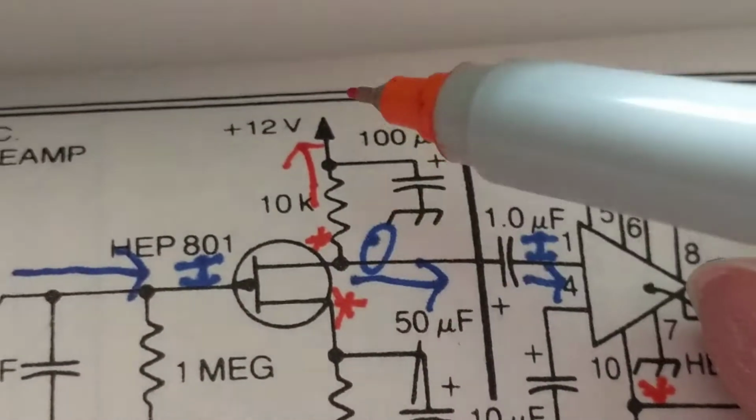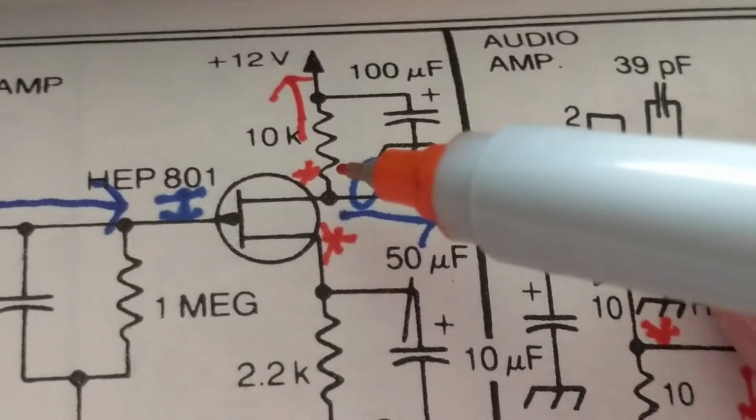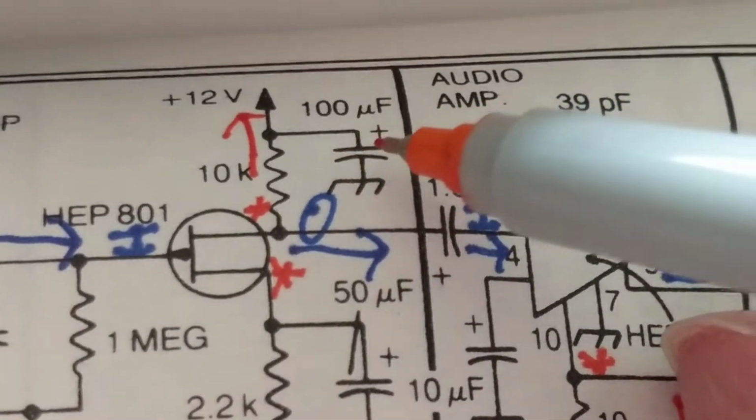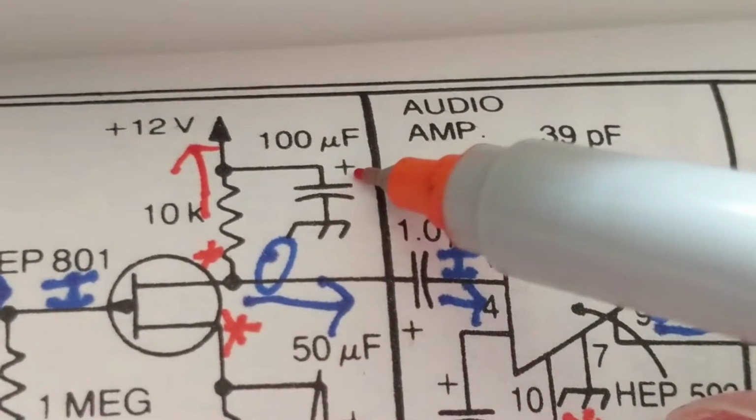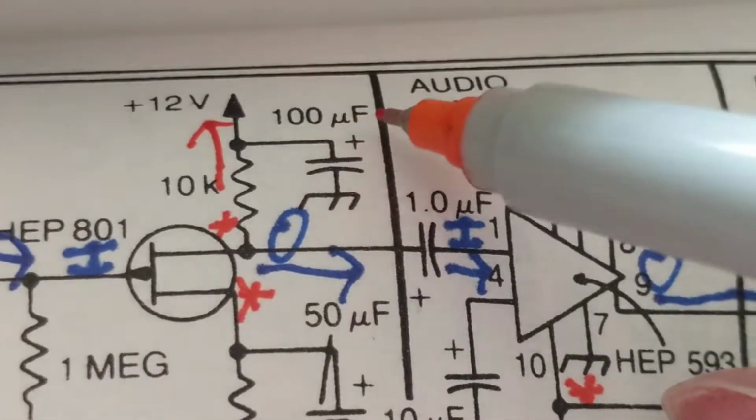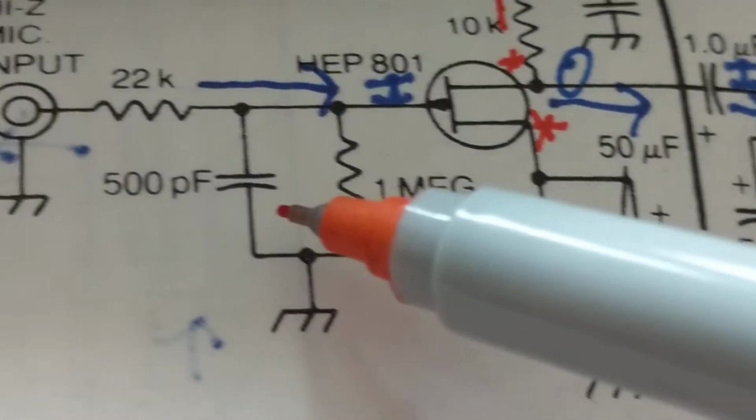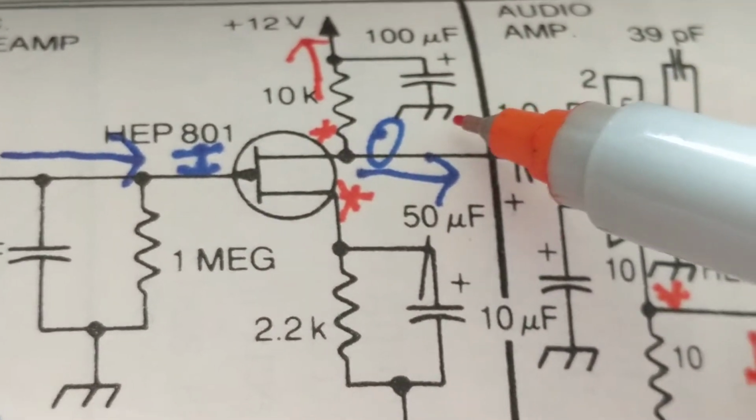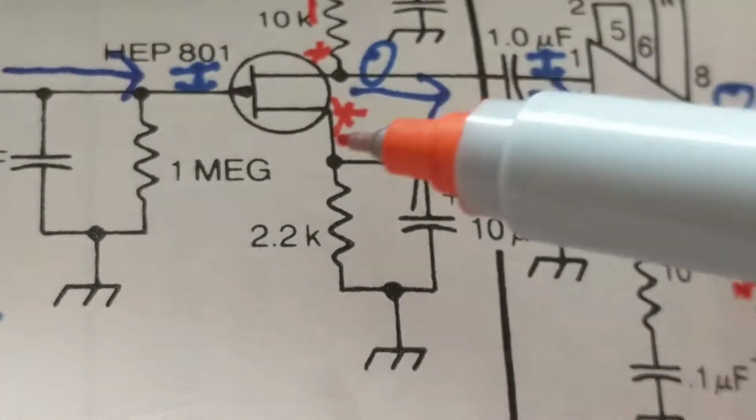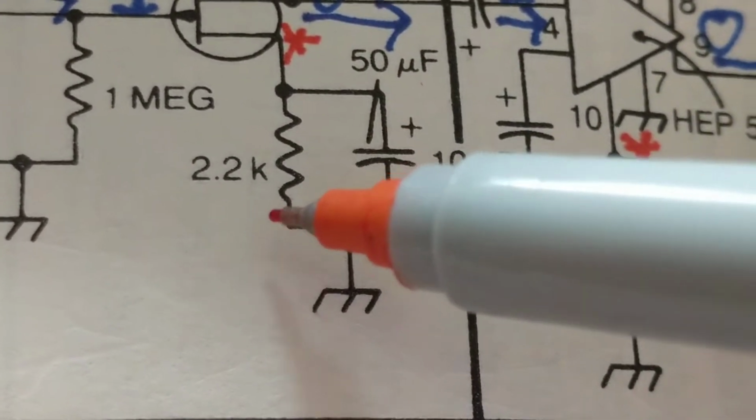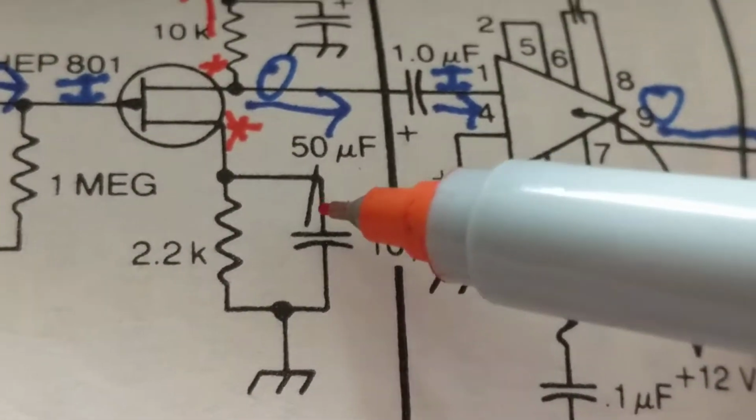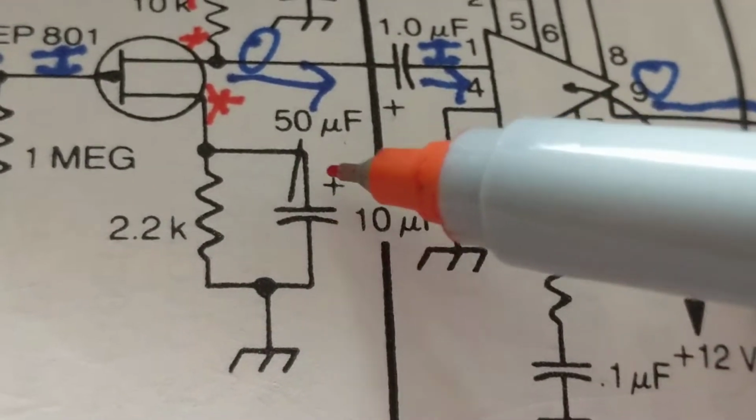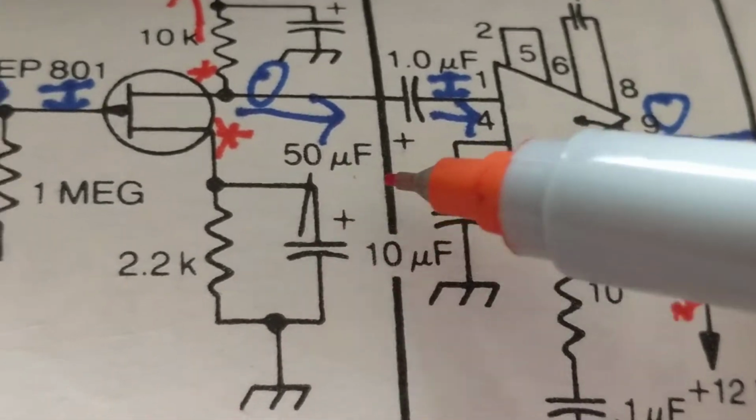There has to be a DC supply. There has to be a capacitor, and this is polarized. See the plus? That means this capacitor is 100 microfarads. This is not polarized. See the difference? This is plus. They both go to ground. Over here you have a resistor, 2.2K. Again, you have a polarized electrolytic capacitor of 50 microfarads.